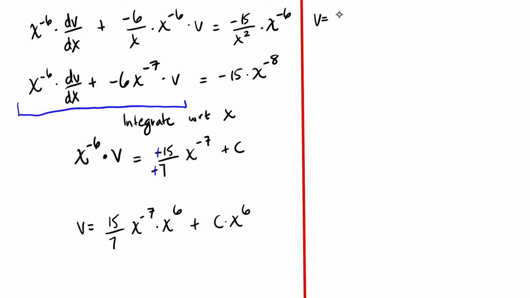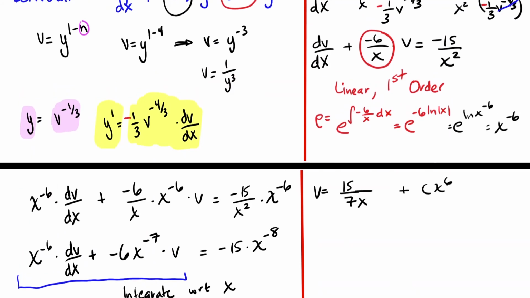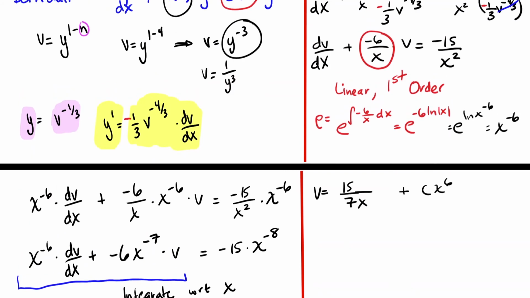So v equals 15 over 7 x to the negative 1 plus c x to the 6th, and I'll just rewrite this down in the denominator. Now we need to think about what v was, so we look back at our expression. v was originally y to the negative 3. So this is y to the negative 3rd power equals this side.